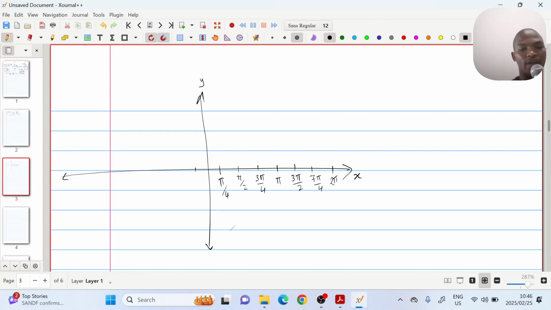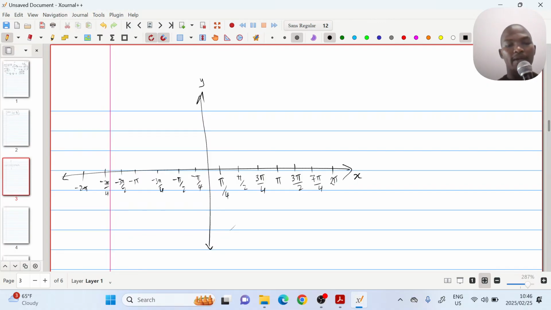And then this side, we're going to have the negative of these things. 1, 2, 3, 4, 5, 6, 7. So we have minus pi over 4, minus pi over 2, minus 3 pi over 4, minus, come on guys, please help me here. Minus pi here, 7 pi over 4, and then here, thank you.